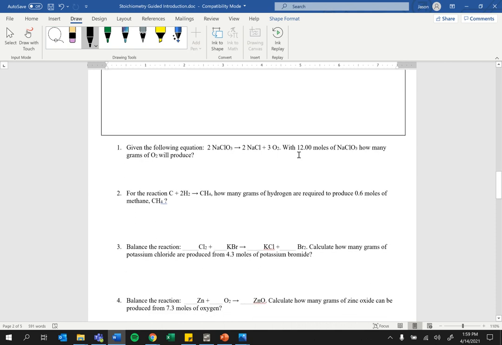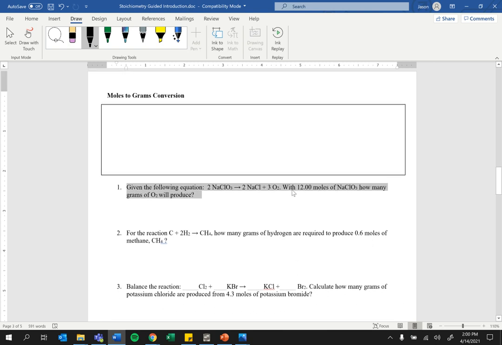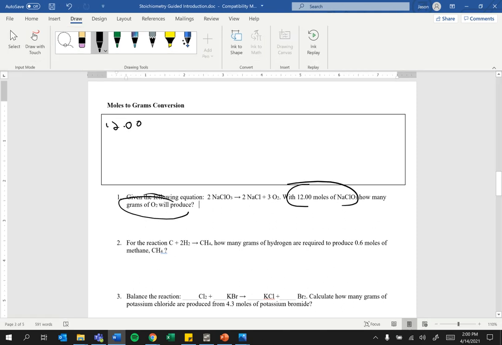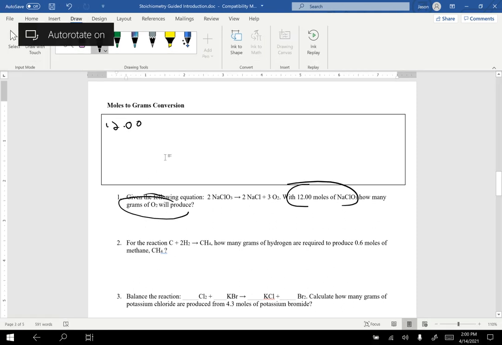Okay, if I wanted to do moles to grams, let's take a look at this one right here. With 12.00 moles of sodium chlorate, how many grams of oxygen will be produced? So it's the same thing. I'm going from moles, but this time instead of moles of oxygen, I want grams of oxygen. Let's do that. I'm going to start with my given. This is my given. This is what I'm looking for. I'm starting with my given 12.00 moles of NaClO3. And let me go ahead and zoom in here.